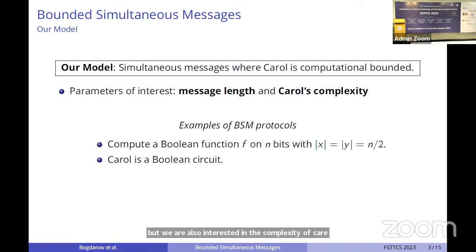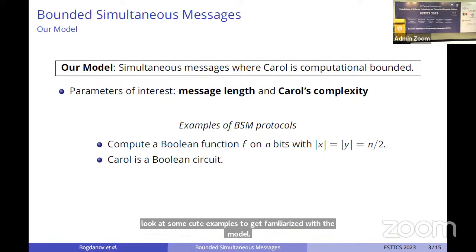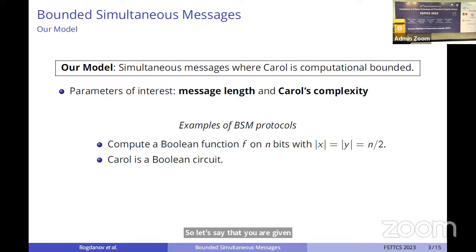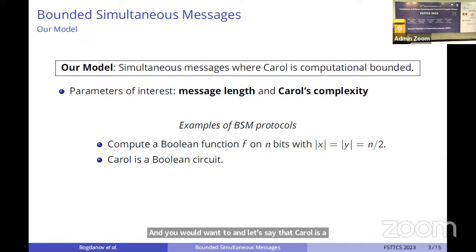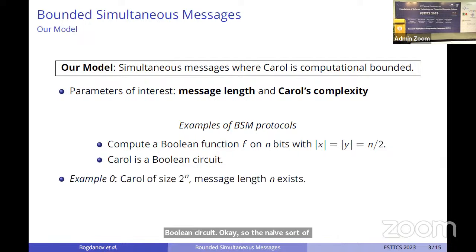Before we get started, let's look at some quick examples to get familiarized with the model. Let's say that you are given a Boolean function on n bits. As we said, there are two parts to it, x and y. Let's say that x is the first n by 2 bits, y is the remaining n by 2 bits, and let's say that Carol is a Boolean circuit. So the naive approach is Alice and Bob just send the message as it is without any computation, and Carol computes a Boolean function on 2 power n bits that can be computed by a circuit of size 2 power n.